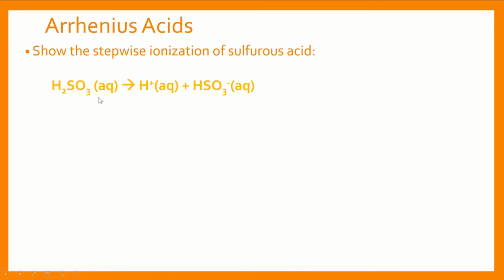But H2SO3, one hydrogen ion comes off. We're left with HSO3 negative. Now, again, stepwise, we're going all the way down to the bare minimum. That second H can come off, so that's our second step. Again, when we talk about the mathematics behind it, we have to break it into 2 different steps. This first H is going to come off a lot more readily. H2SO3 is a much stronger acid than HSO3 negative.